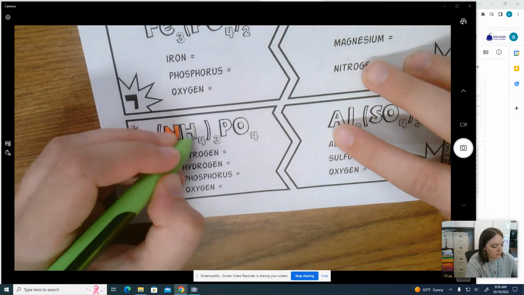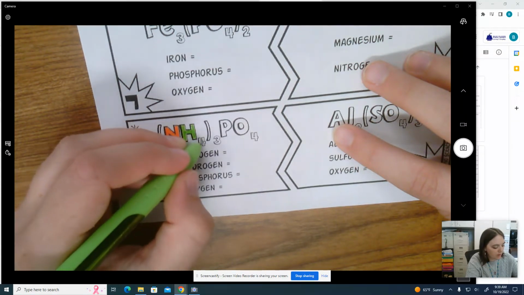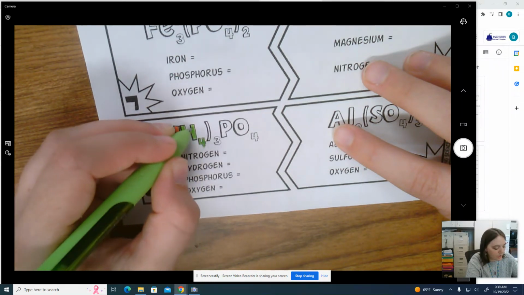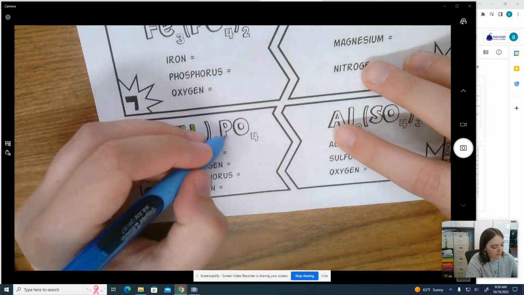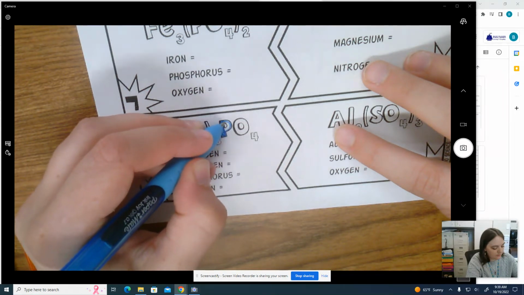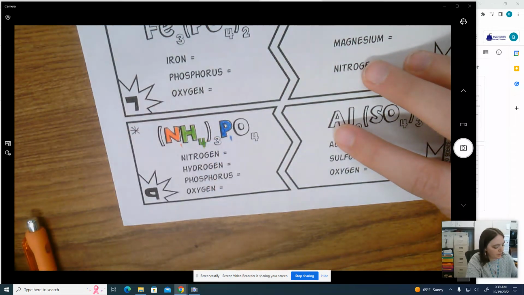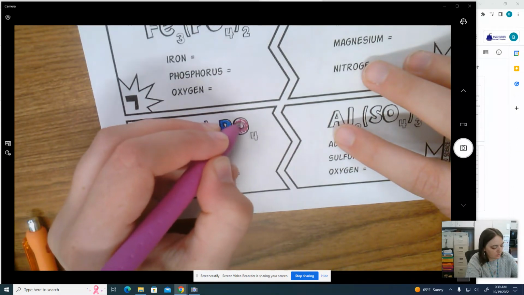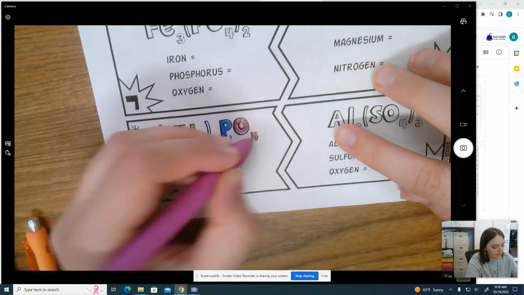And then our hydrogen. And our hydrogen has a 4 after it, so we're going to color that 4 green. You do not have to color these if you don't want to. Just for me, it makes it easier to see everything. And then we have phosphorus. Because there's no number after phosphorus, it's just 1. And we also have oxygen. And then there's a 4 right after, so that 4 is also pink.